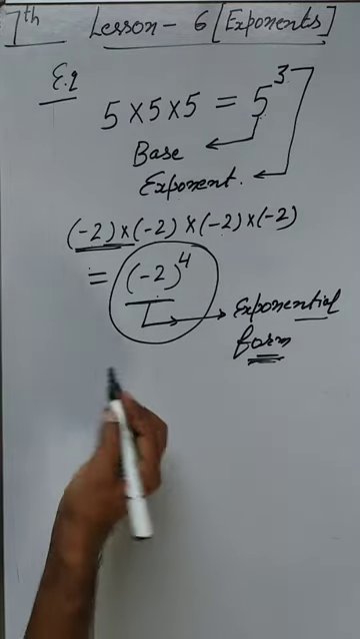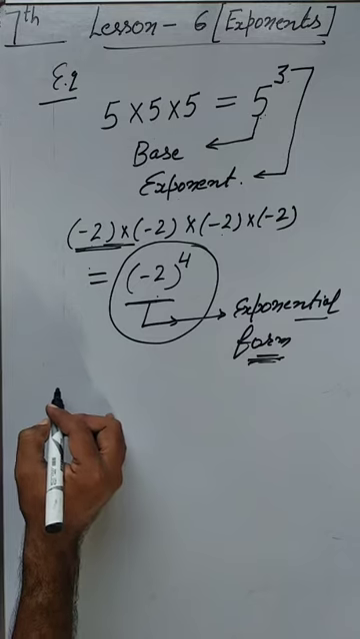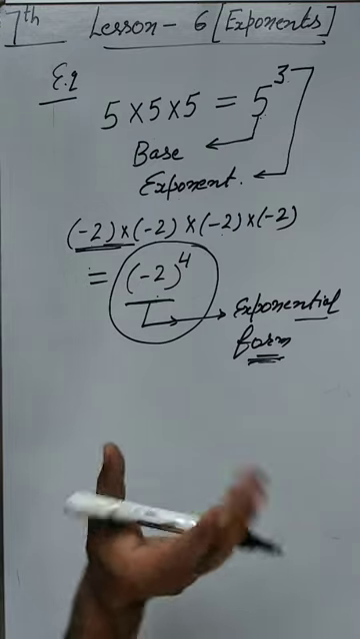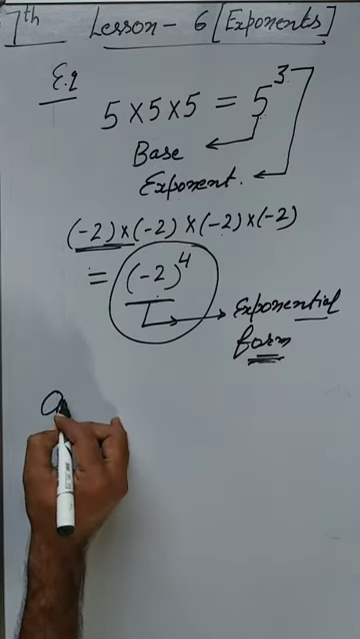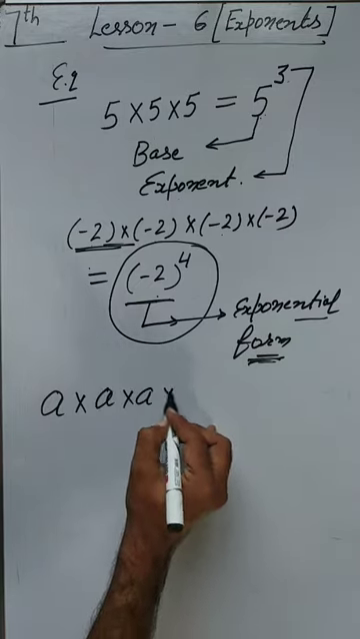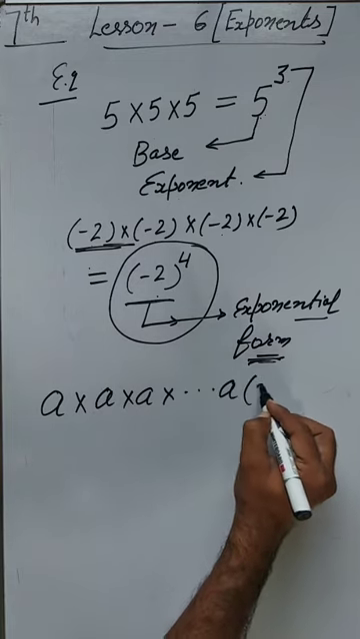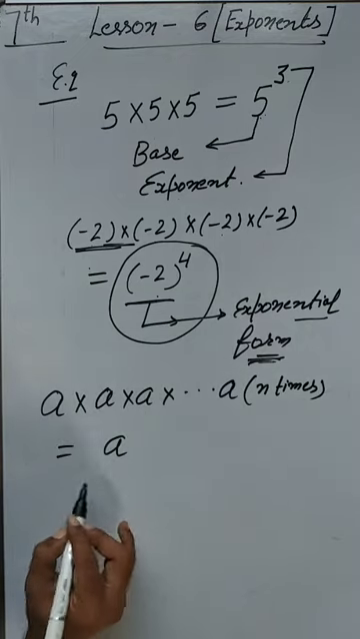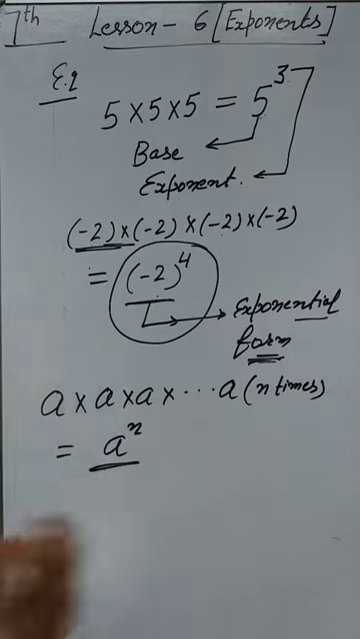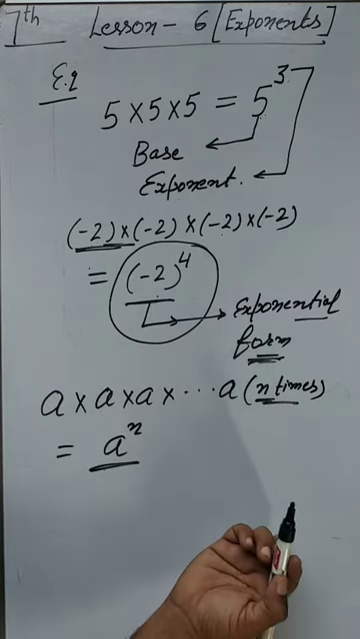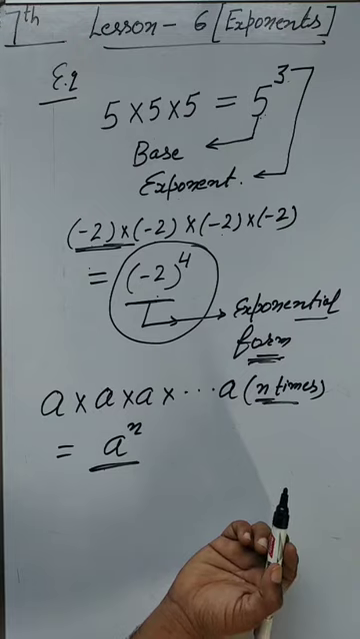And some points to be noted. In the same way, if we multiply a number n times, like we have a number a, I multiply a with a multiply a, how many times? N times. Then what will be its exponential form, beta? A raised to the power n. Understood? Because we are multiplying a, how many times? N times. Clear? Understood, beta?